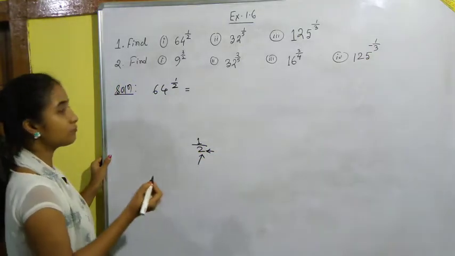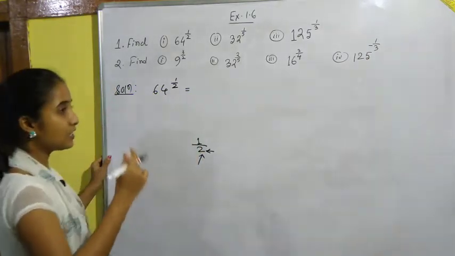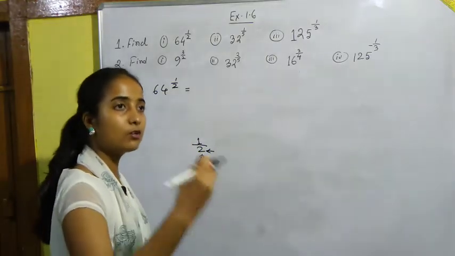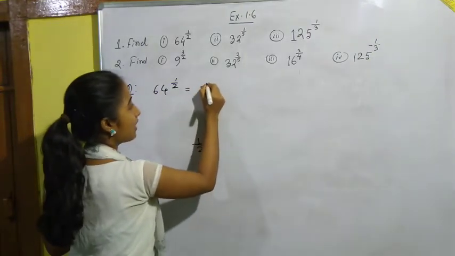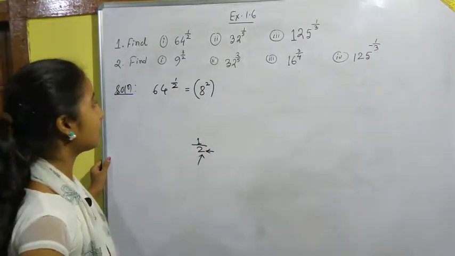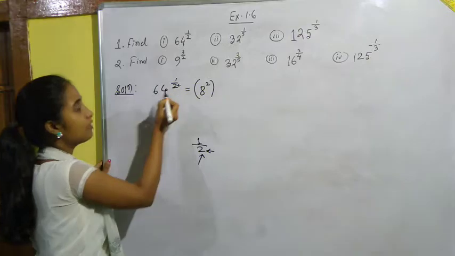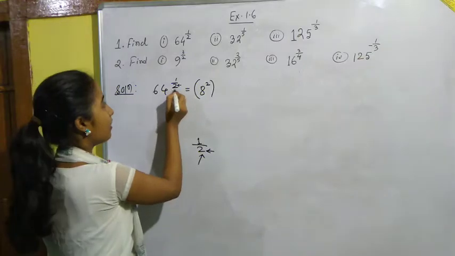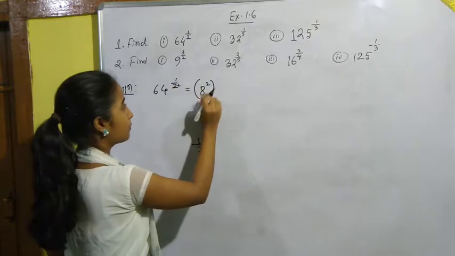That means we have to convert the 64 into something to the power 2. That means if we want to write 64 into the form of something to the power 2, what will be the something? That something will be 8. That means we can write 64 as 8 to the power 2. Why are we writing 8 to the power 2? Because of the denominator of the fraction present in the power. Okay, here the power is 2, therefore we are writing 64 into the form of 8 to the power 2.